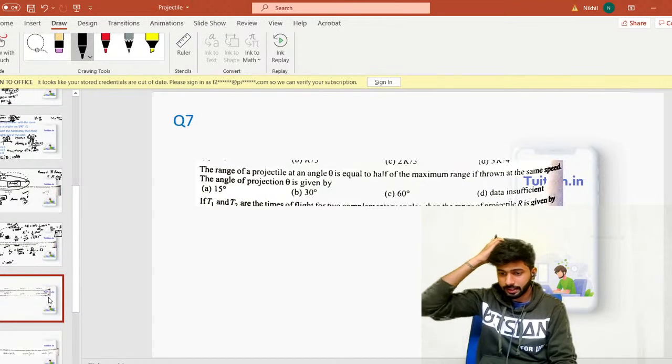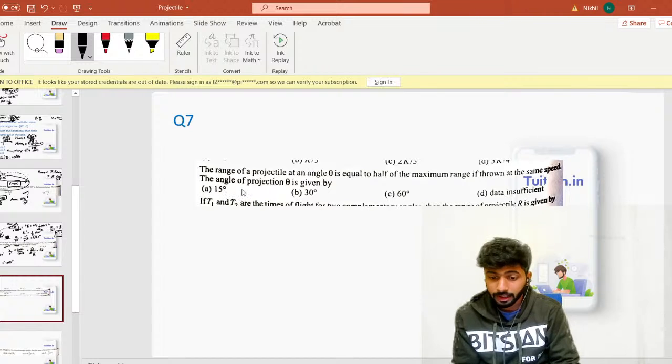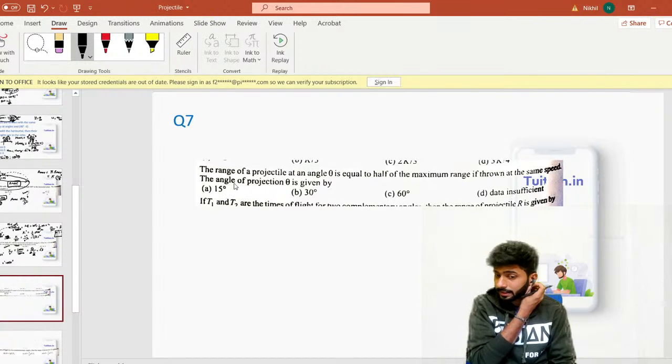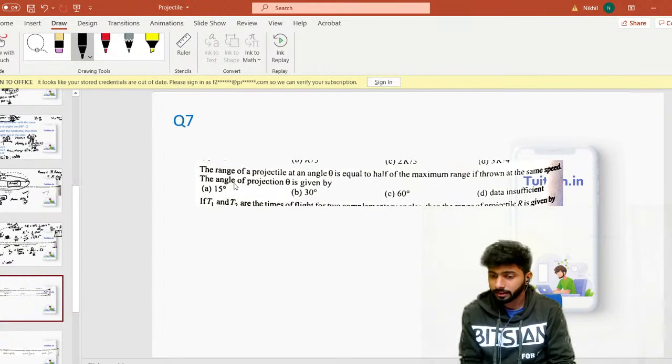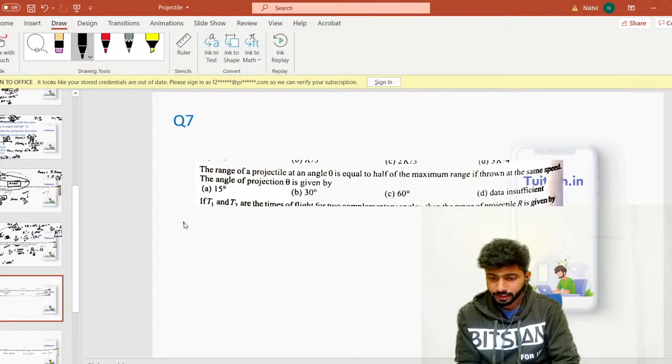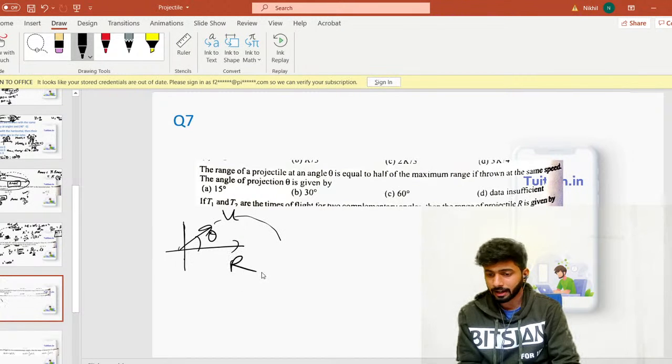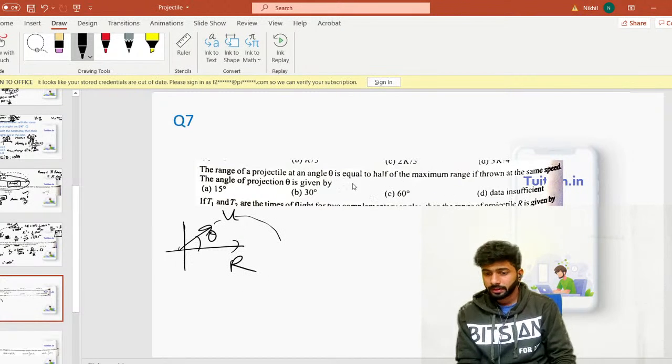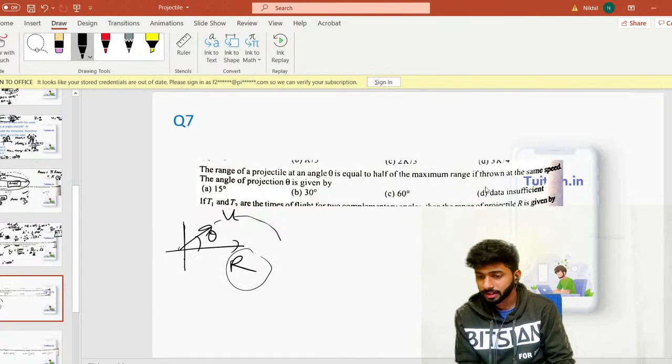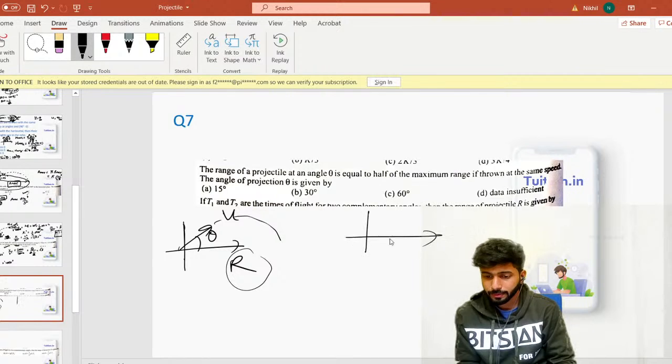And since you can't see it again, I'll just put it. The range of a projectile at an angle theta is equal to half of the maximum range if thrown at the same speed. So you have a projectile which is projected at some angle theta with a velocity u. Let its range be R. Okay, now this range is equal to half of the maximum range if the body is thrown at the same velocity.